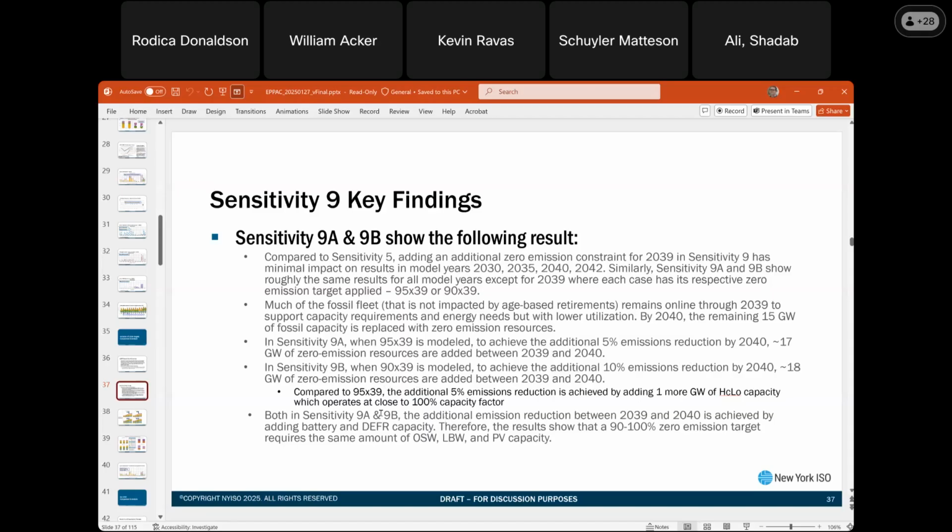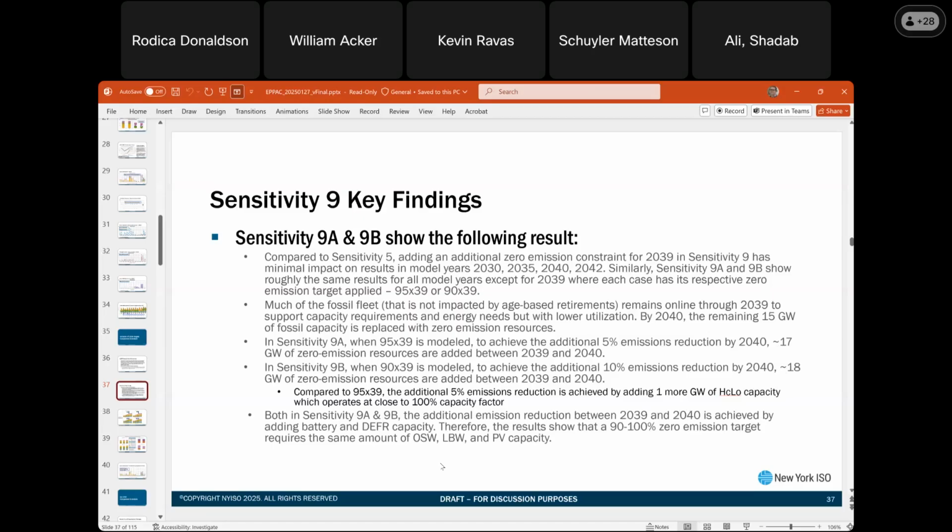So when we compare sensitivity 9A and 9B, the 95 versus 90 target, the additional 5% emissions reduction is achieved by adding 1 more gigawatt of the high capital, low operating capacity, which operates close to 100% capacity factor. That's why these two cases pan out to be fairly close in terms of their capacity need, because you can get a lot of energy from the high capital, low operating resource.